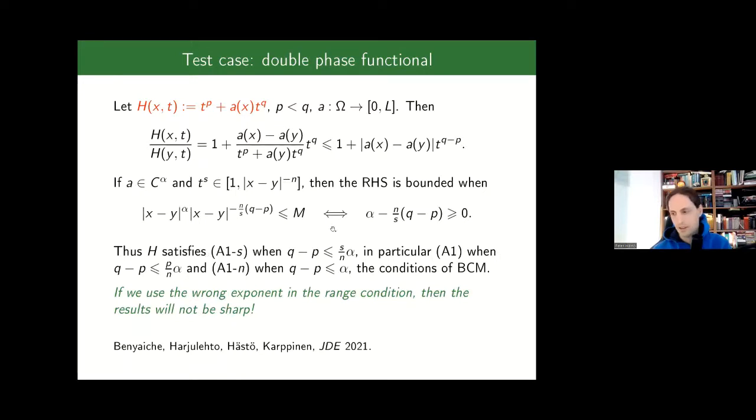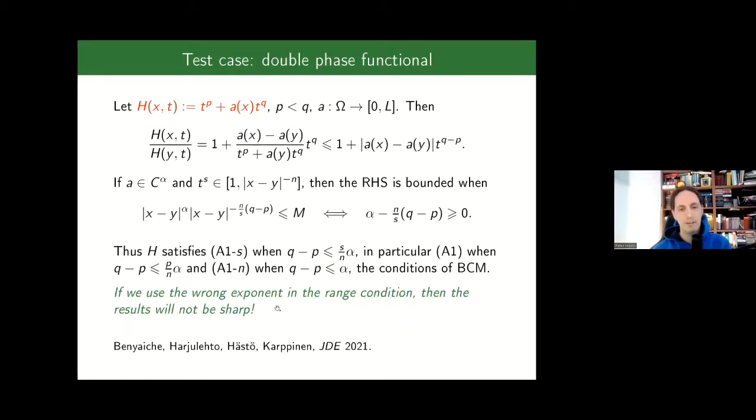So this A1-s condition is equivalent. A1 is equivalent to this one, which is usually formulated so that you divide by p, so q divided by p is less than 1 plus alpha divided by n. And finally this A1-n, which is a special case, just gives this.